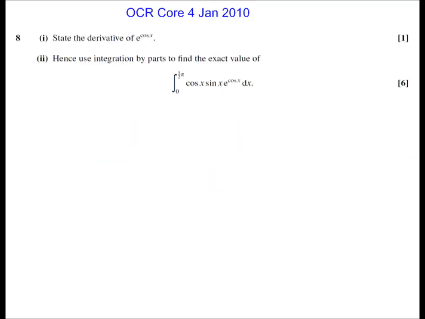Here's a second question. This actually shows us that it's a recognition question. It says, part I, state the derivative of e to the power cos x. Because it's state, they're not expecting to see any working out, they're expecting you to just be able to do this straight away. So I can say that the derivative is e to the cos x, because that's not changed, times by what I get when I differentiate cos x, well that's minus sine x.